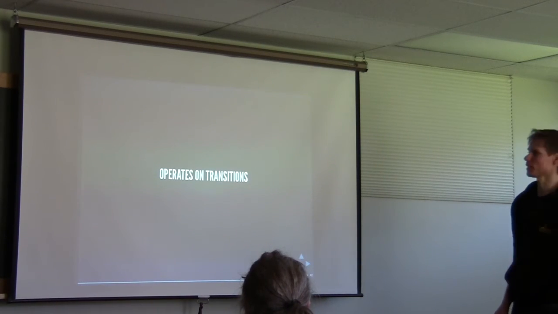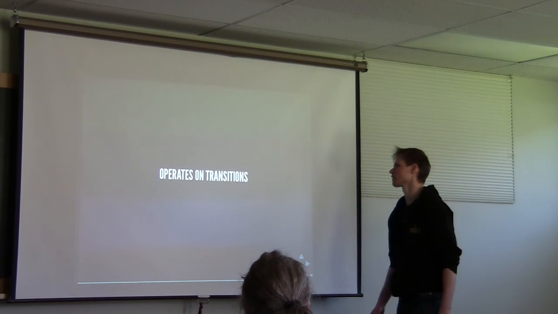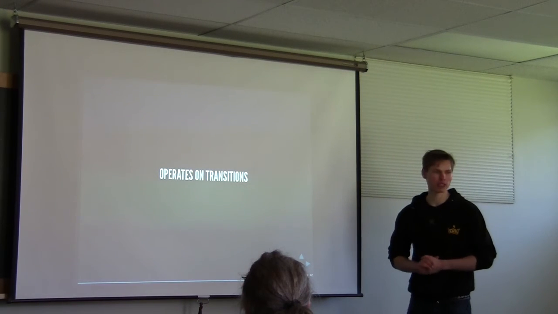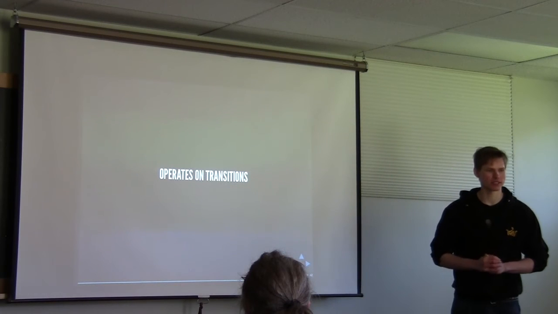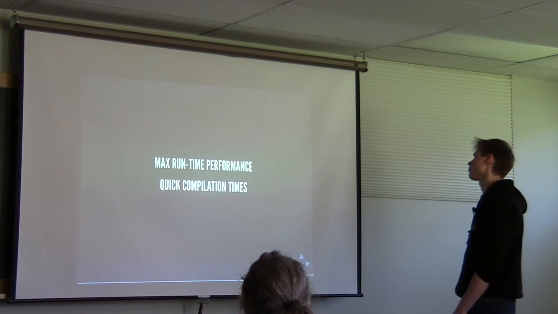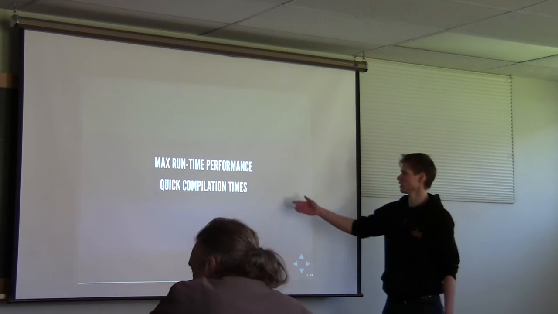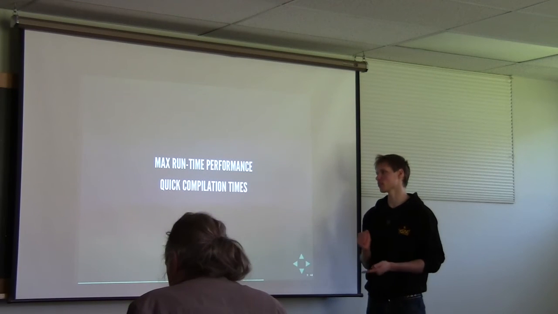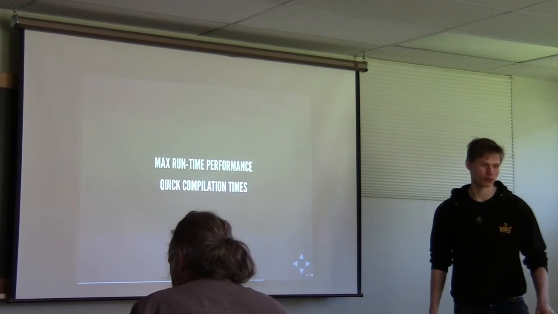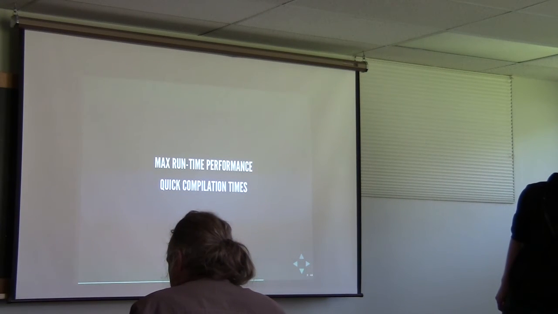So, right now we'll go to the backend, and the main part of the presentation is how the jump table is actually done. So, what are the goals for the backend? Obviously, since we're using a jump table, we want to have max performance, and we want to compile quickly. Those are the goals which I had in mind when I was doing that.